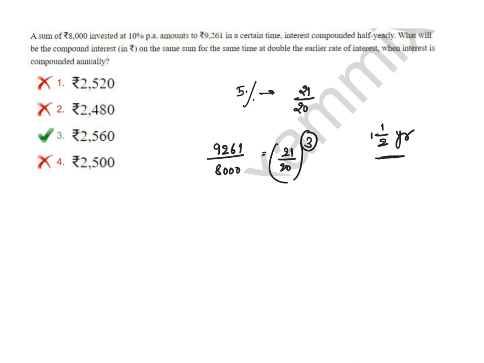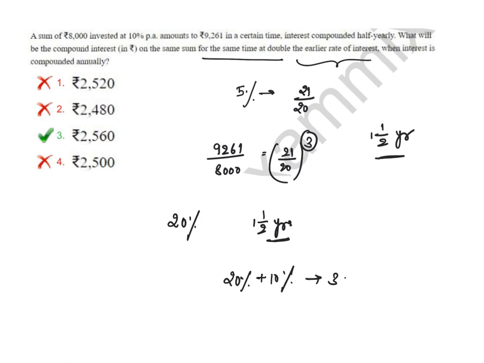What will be the compound interest on the same sum for the same time at double the earlier rate of interest? So now the rate of interest is 20, but the time is 1.5 years. So 20 for the first year, then 10% for the half year. So it becomes 32%. Now 32% of 8,000 is 32 by 100 into 8,000. 32 8s are 256. So 2560 is the answer.